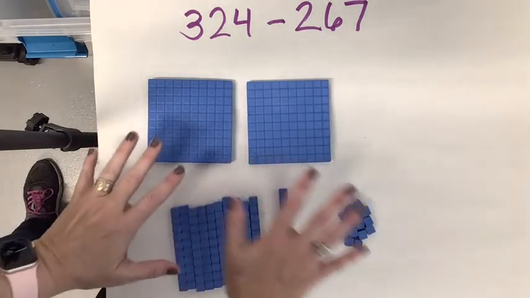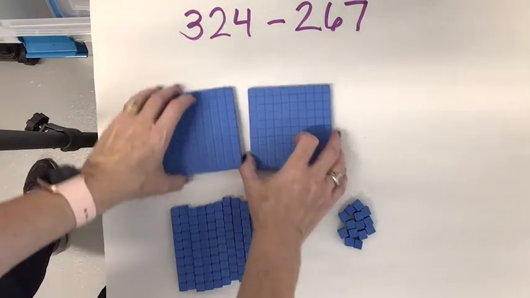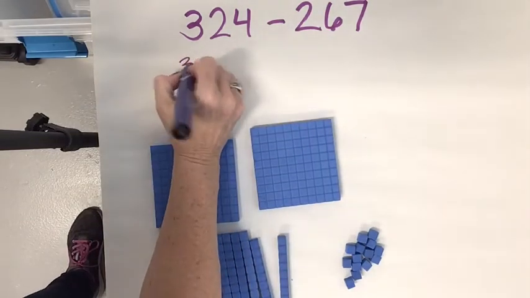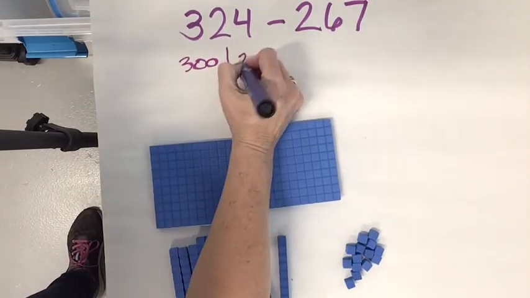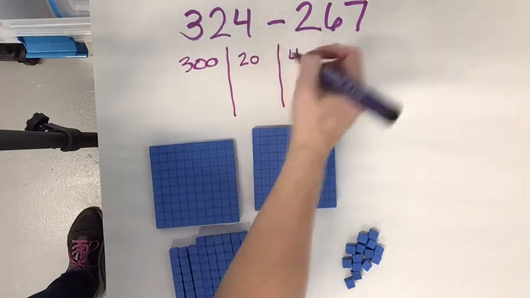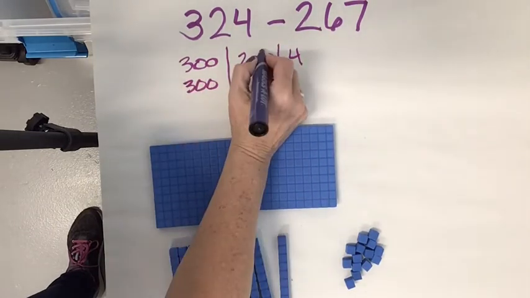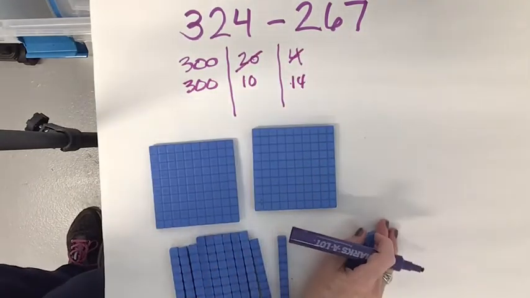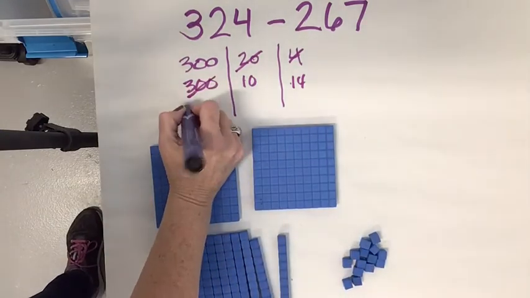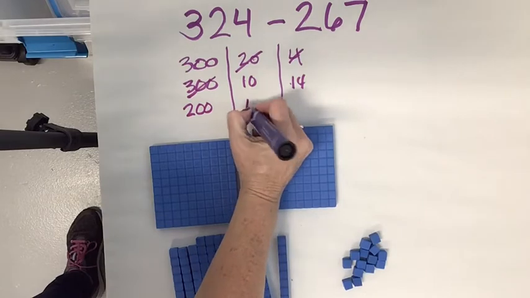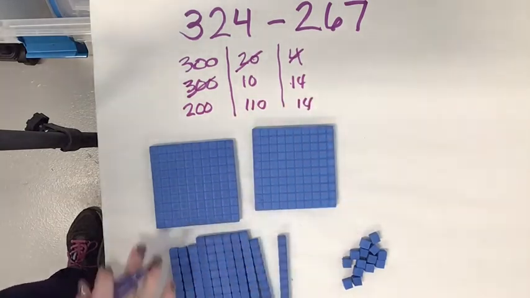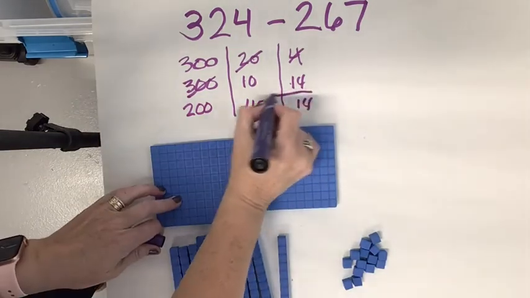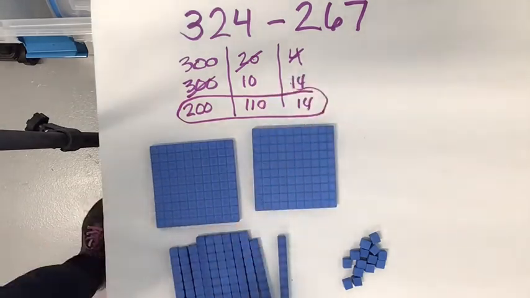So now my 324 is still here. It's just in a little bit of a different form. And I can write that so that it makes sense to them. This started out 324. Then it became 310, 14 when I shifted a 10 over to here. Then it became 200, 110, 14. And we proved that that's still the same number. So now we know this is the number that we're going to be working with to be able to subtract easier.